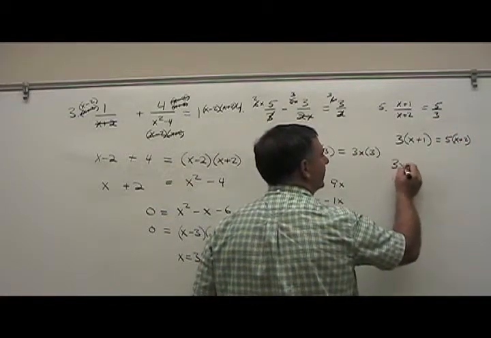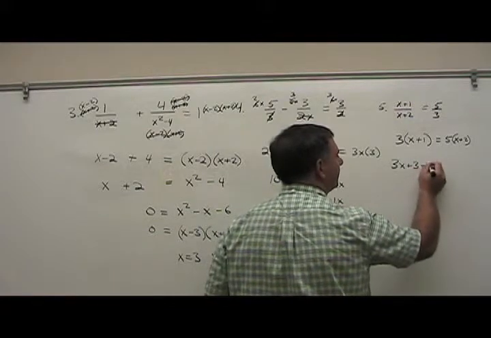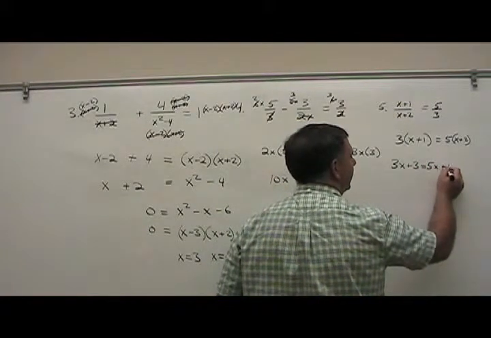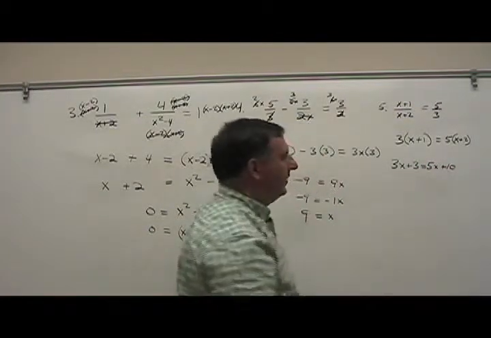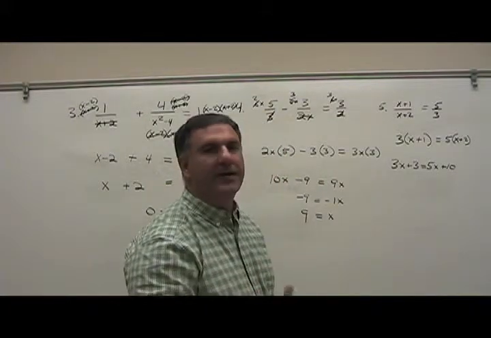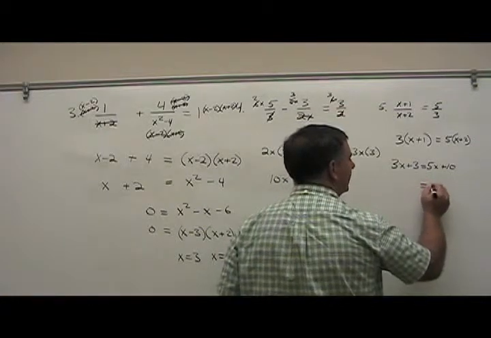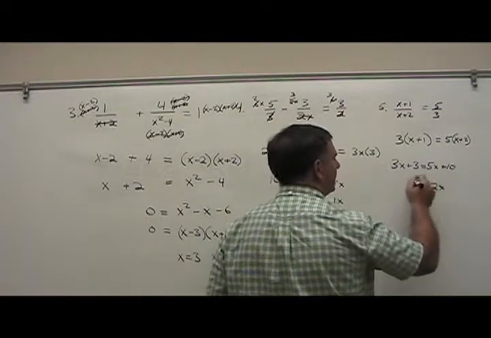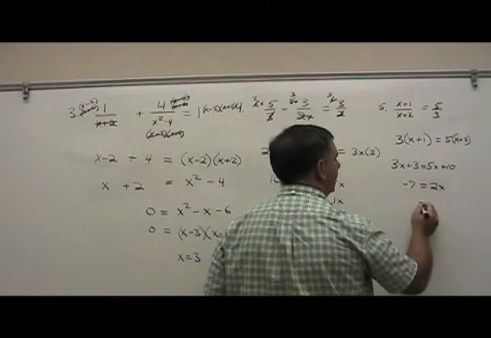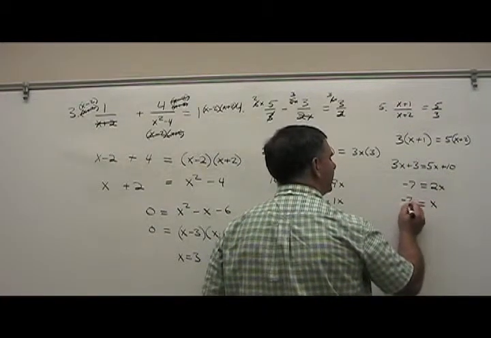So we end up with 3x plus 3 is equal to 5x plus 10. Now all we'll have to do is get all the x's on one side and all the constants onto another side. Subtracting 3x, we'll end up with 2x. Subtracting the 10, we'll end up with minus 7. So the answer for this one is minus 7 halves.